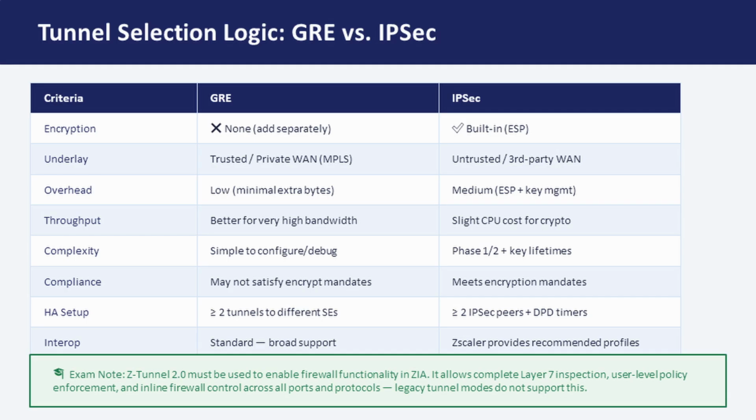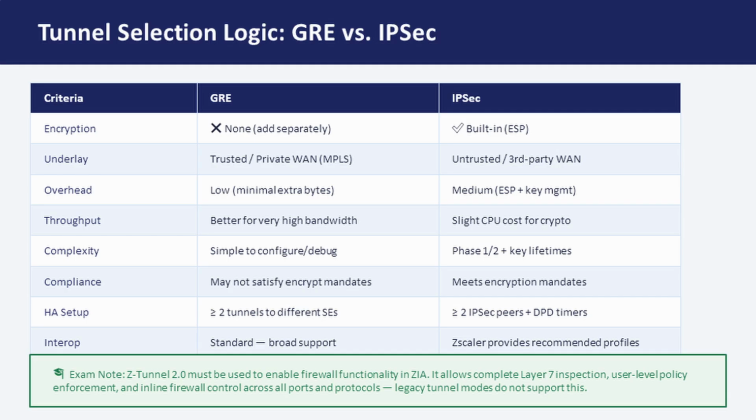The fourth question is about operational complexity. GRE is simple to configure and troubleshoot. IPsec requires you to correctly align Phase 1 and Phase 2 parameters between your device and Zscaler. Encryption algorithms, integrity algorithms, Diffie-Hellman groups, key lifetimes. Mismatched parameters are the most common cause of IPsec connection failures, and diagnosing them can take significant time. Modern SD-WAN platforms reduce this complexity substantially by automating the configuration and managing rekey events transparently.